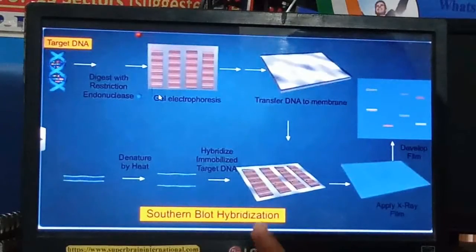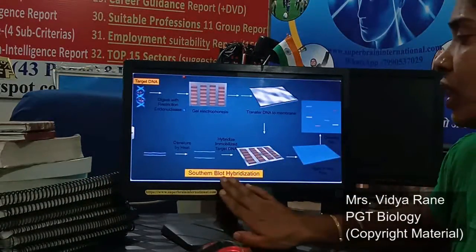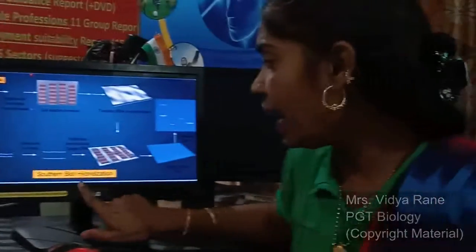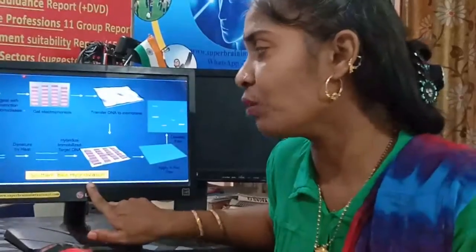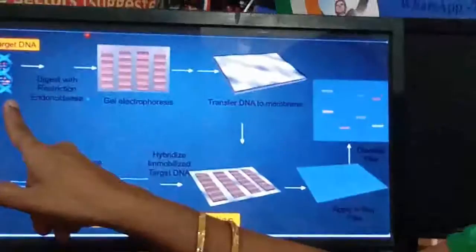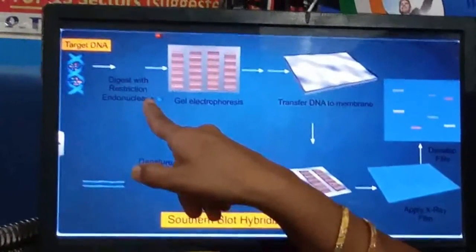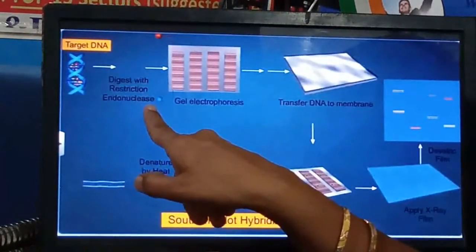Now in that technique, what happens? See here, in Southern blot, hybridization will be carried out. Hybridization will be carried out of what? This is the target DNA, whose DNA fingerprinting we are doing. This will be digested with a restriction endonuclease enzyme.